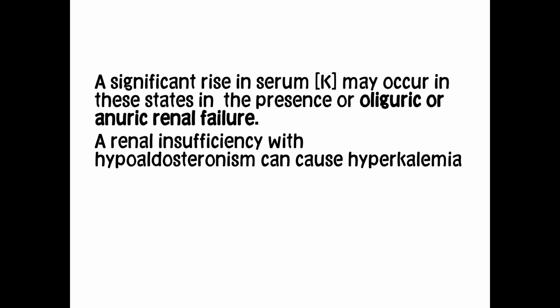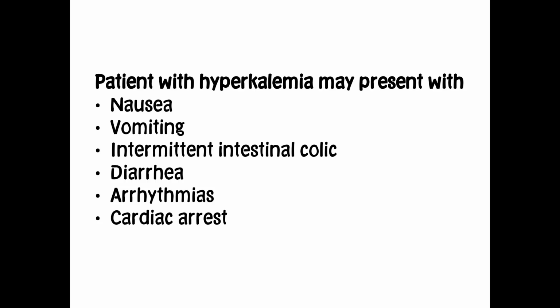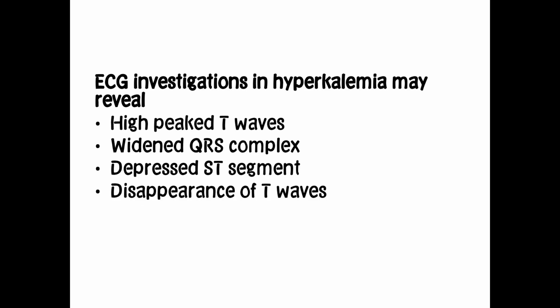In other cases, hyperkalemia may also be secondary to renal failure, and in such cases it could be oliguric or anuric renal failure. Hyperkalemia can also result from hypoaldosteronism that is always accompanied with renal failure. Patients with hyperkalemia present clinically with nausea, vomiting, they have intestinal colic, diarrhea, arrhythmias, and cardiac arrest.